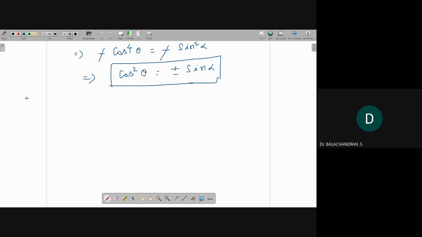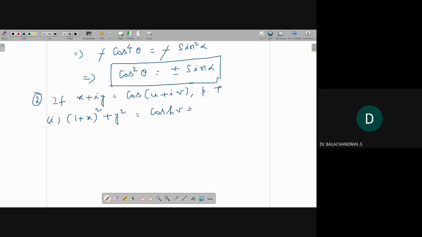Okay, so second problem. If x plus iy equals cos of u plus iv, prove that one by one plus x whole square plus y square equals cos hv plus cos u whole square.